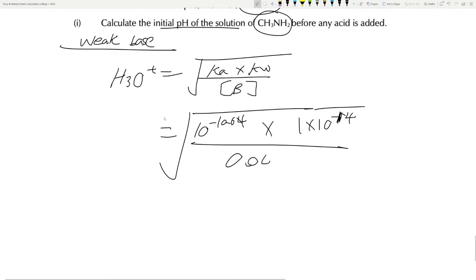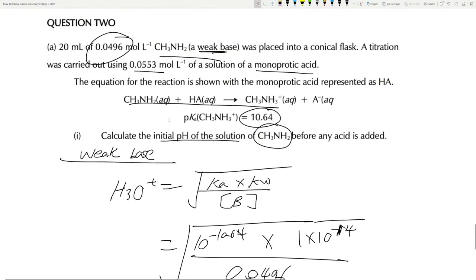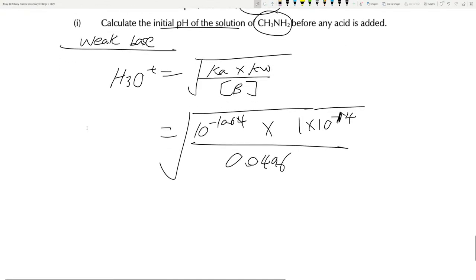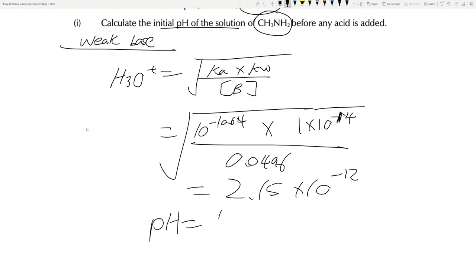If you crunch those numbers in your calculator: Ka times 1 times 10 to the power of negative 14, divided by 0.0496, and then square root this, that will be 2.15 times 10 to the power of negative 12. Then I just negative log this, and that will give me pH equals 11.7, rounded to 3 significant figures. Okay.